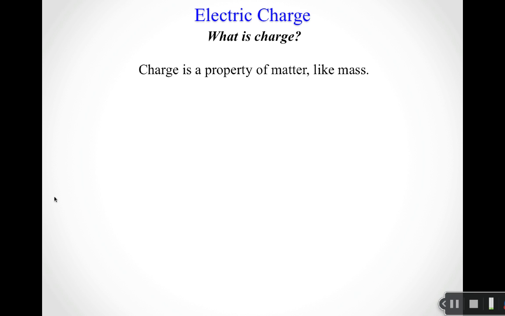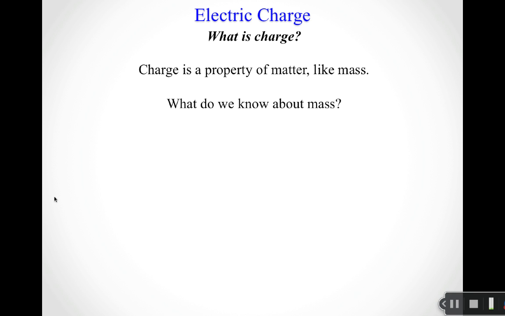All right, so the property that we're going to start talking about right away is electric charge. And so the first question, of course, is what is charge? Well, charge is a property of matter in the same way that mass is. So when we talk about matter having some mass, matter also has some charge. So you might talk about it in terms of particular particles, right? The proton has some mass and it has some charge. So what does this mean?